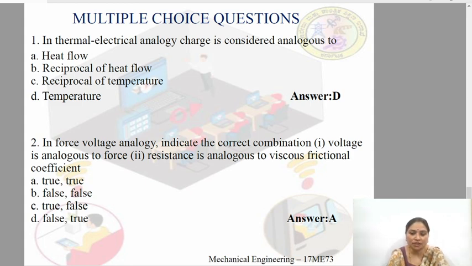When we go through the statements carefully, we observe that voltage is analogous to force. Of course, in force voltage analogy itself, voltage is analogous to force. Resistance is analogous to viscous frictional coefficient, that is B. B is to be replaced by R. So therefore the two statements given are correct. Hence the right option will be answer A, that is true, true.